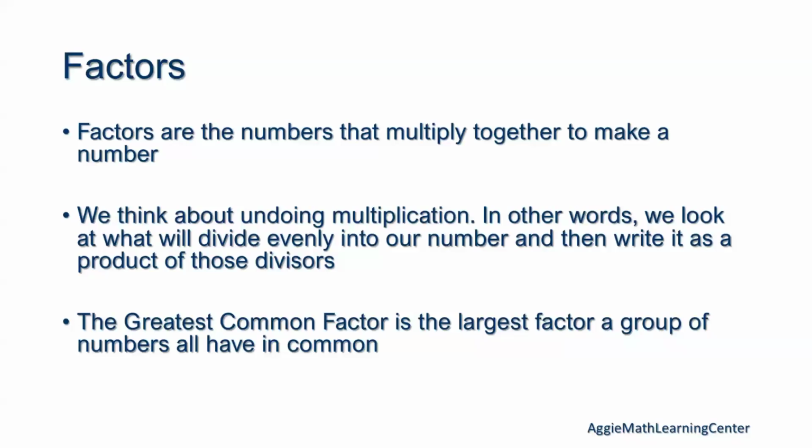So, okay, factors are the numbers that multiply together to make a number. Like we've been talking about, we think about undoing multiplication. So we'll look at what will divide evenly into our number and then write it as a product of those divisors. We're looking at our terms and seeing what we can pull out of all the terms. And if we multiplied that back in, it would give us the same expression we started with. And then the greatest common factor is the largest factor a group of numbers all have in common.